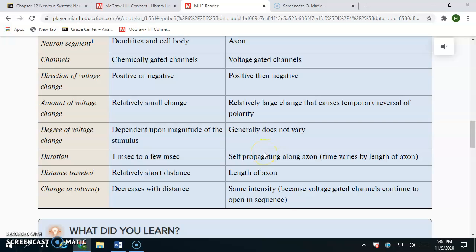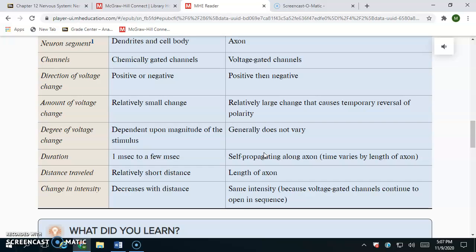So we get the change in the voltage. It starts at negative 70 for most neurons, goes up to positive 30, comes back down to about negative 90, and then goes back to negative 70. So it doesn't vary. It always happens in that particular range for the membrane potential. So it's kind of an all or none phenomenon that you get with the action potential. So you don't have a weak action potential, or a real strong one. It's just always the same.